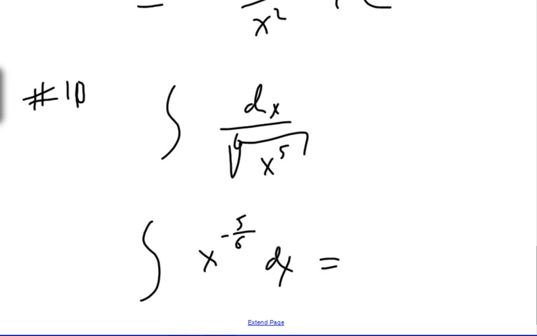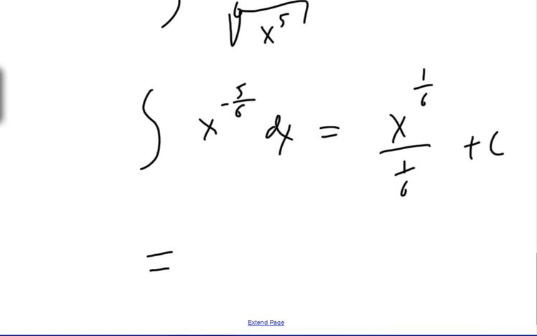All right, so I would have x. I'm going to add 1, so that'd be x to the 1/6 divided by 1/6 plus c. So my final answer would be 6 times the 6th root of x plus c.